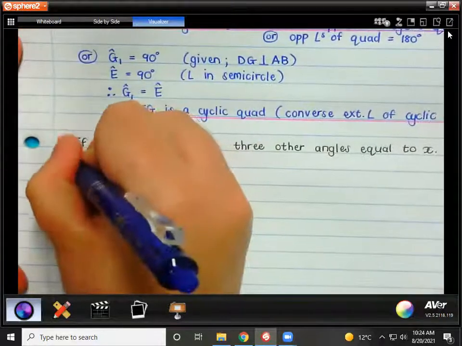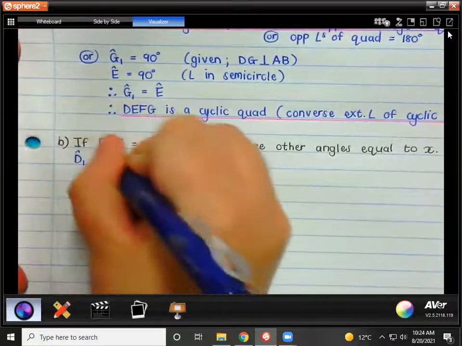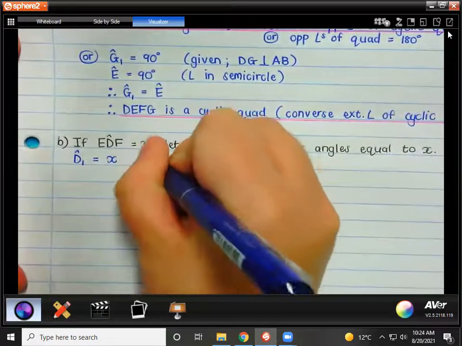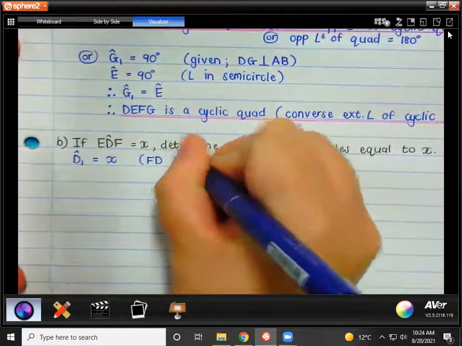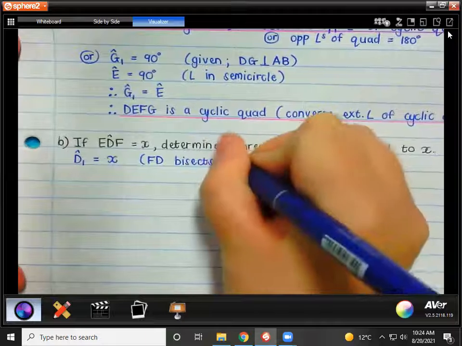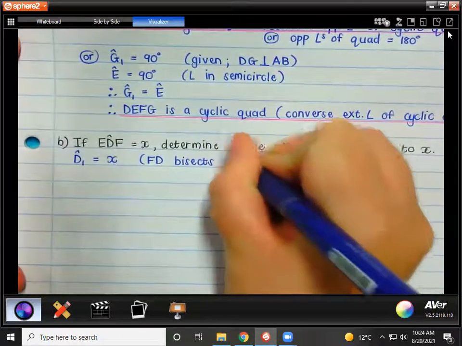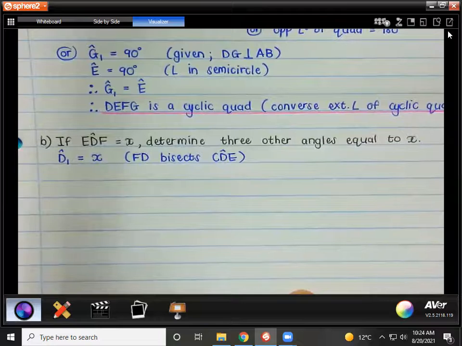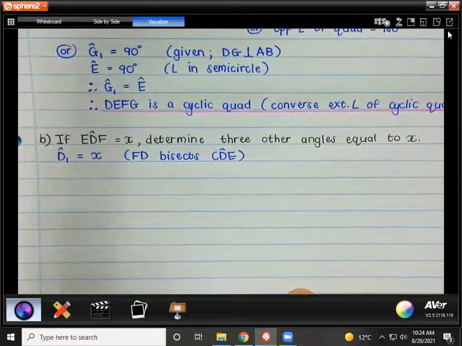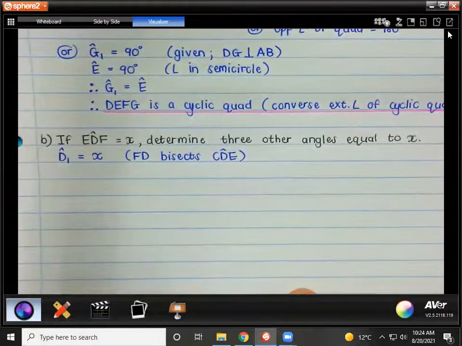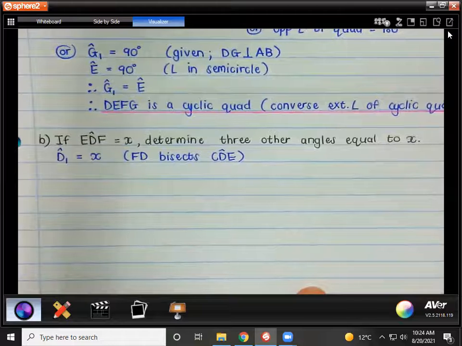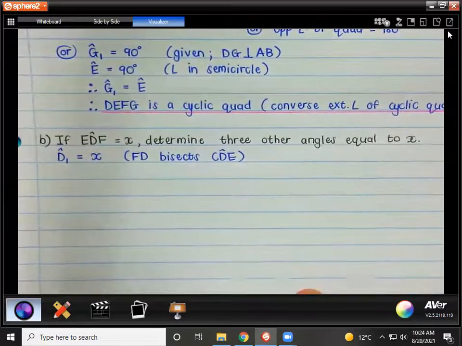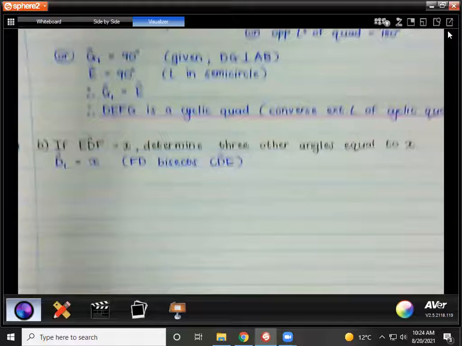You could, I suppose, but just because it's the example, let's write it down in full so that we know where it's coming from. So if D bisects CDE, okay, now we need to find 2 others. Now guys, we're actually going to have to use our imagination to find the other 2, all right?